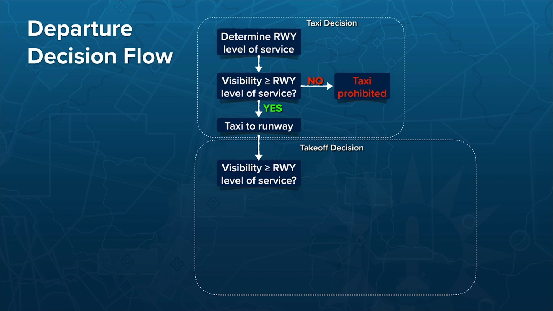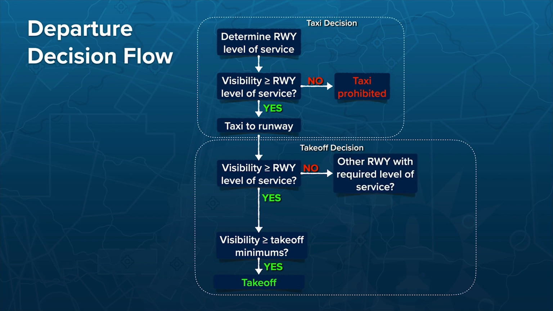Okay, that brings us to our takeoff decision making. So you're going to ask again, is the visibility still greater than or equal to the runway level of service? Right? If yes, is the visibility greater than or equal to the takeoff minimums? Those are likely going to be the same. And if yes, take off. If the visibility is not greater than the runway level of service, then you can ask the question, well, is there another runway with the required level of service? And then if that's a no, then the takeoff is prohibited.